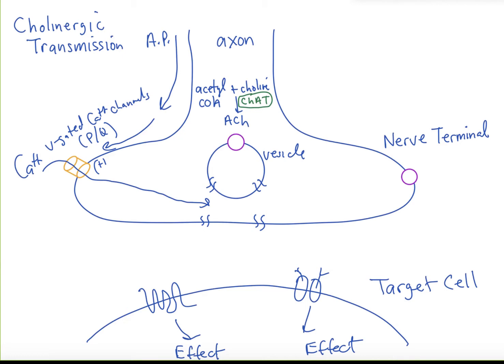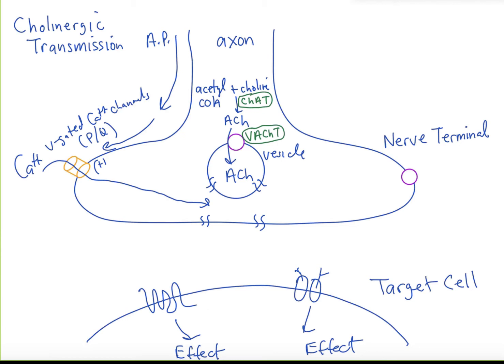Now that you have acetylcholine synthesized, remember you have to store the acetylcholine into a vesicle, and that is going to occur via a transporter, and that transporter is called vesicular acetylcholine transporter.